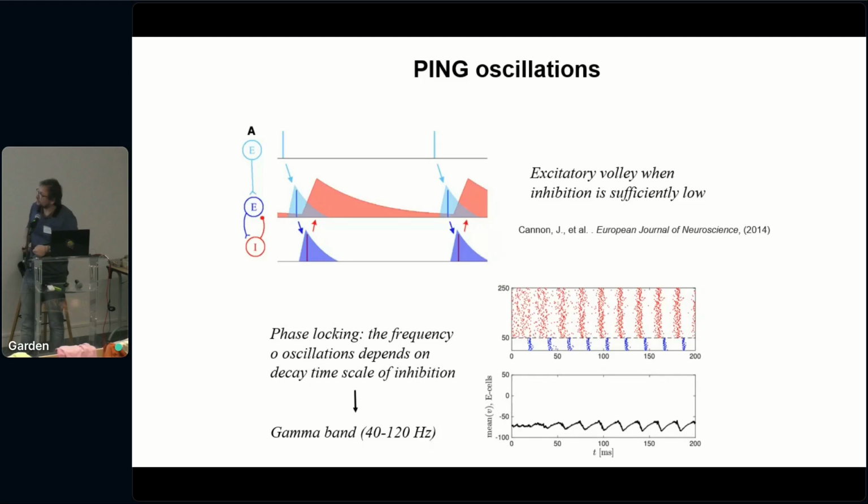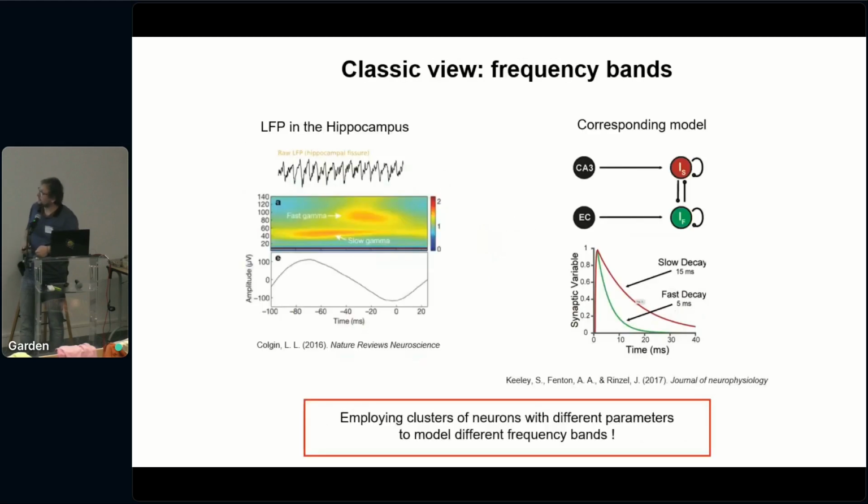So this is one mechanism, and in the hippocampus, this has been largely employed. You know that in the hippocampus, you can record local field potentials that show these types of traces. This is just one example where you have slower theta oscillations around 10 Hz in rodents, and on top of it, you have faster gamma oscillations.